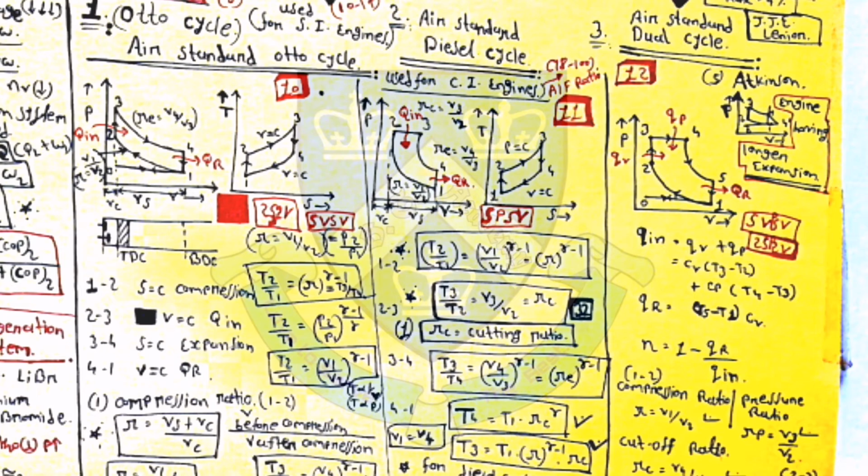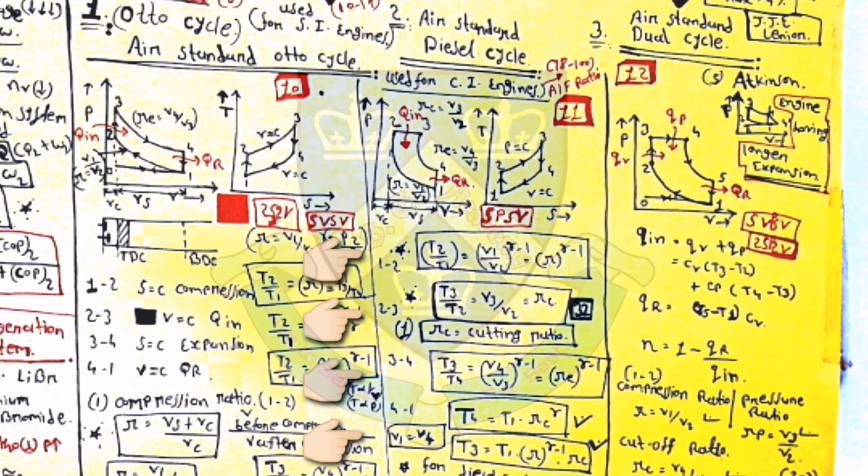Now coming towards the 11th cycle, which is the air standard diesel cycle. The PV diagram and TS diagram are there for that cycle. So the first equation for process 1 to 2 is T2 by T1 is equal to (V1 by V2) raised to gamma minus 1, which is R raised to gamma minus 1. Then T3 by T2 is equal to V3 by V2, which is the cutoff ratio, RC.